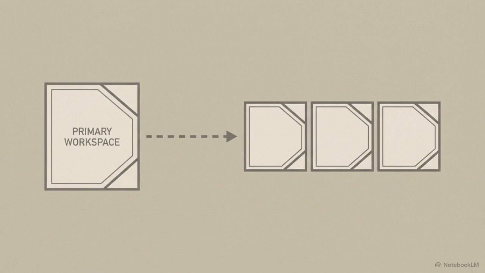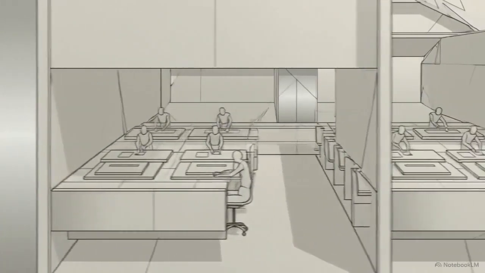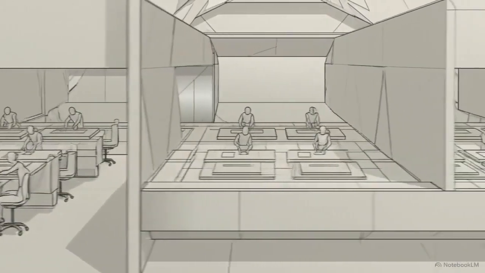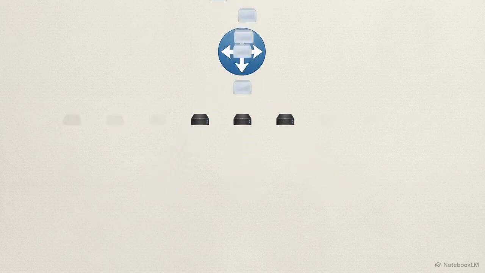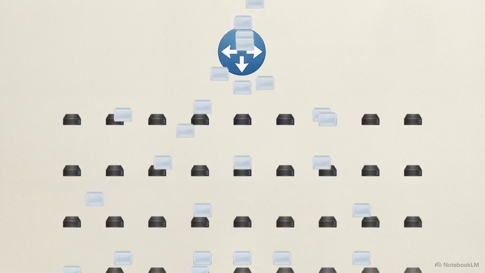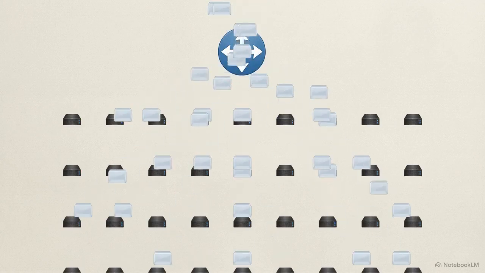Returning to our restaurant, instead of relying on one super chef, you open multiple identical kitchens and divide the incoming orders among them. This diagram shows a load balancer at work. A load balancer is a routing device that intercepts incoming user traffic and distributes those requests evenly across multiple server nodes. Distributing the load removes the physical ceiling of a single machine. If traffic doubles, you simply add more servers to handle the weight.